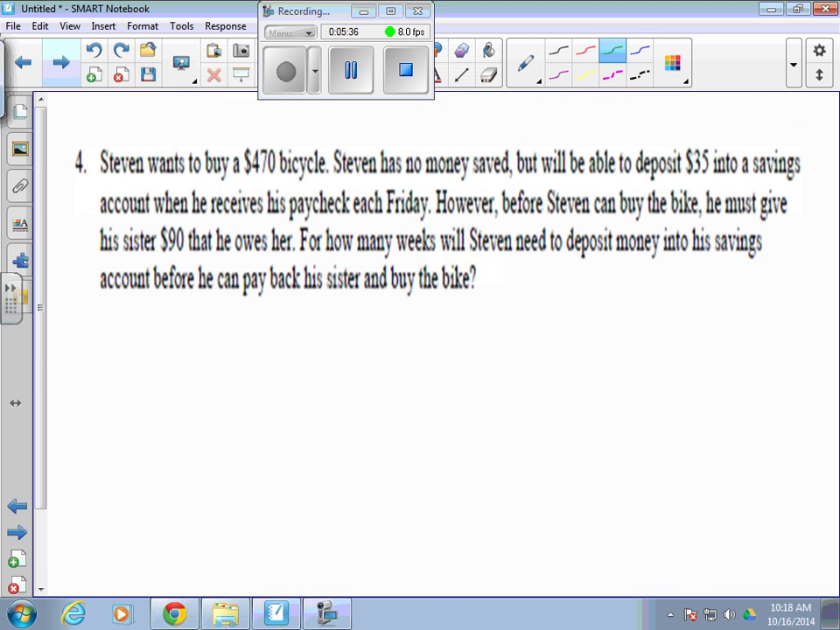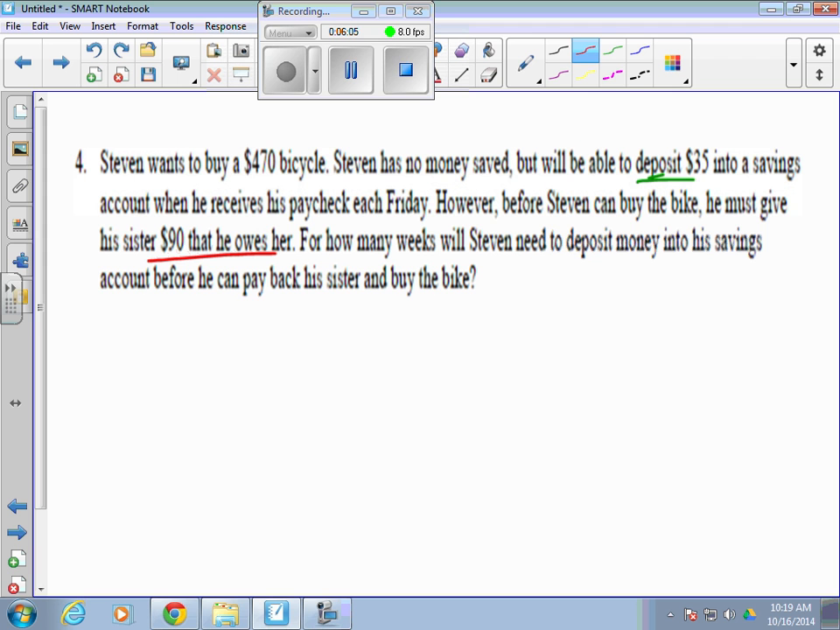Number 4 says Stephen wants to buy a $470 bicycle. He has no money saved, but he'll be able to save $35 or deposit. That means you're putting $35 into his savings account when he receives his check each Friday, so every week. However, before he can buy his bike, he must give his sister $90 he owes her. You know, if you owe somebody money, it's going to take away from your money. How many weeks will Stephen need to deposit money into his savings account before he can pay back his sister and buy the bike?